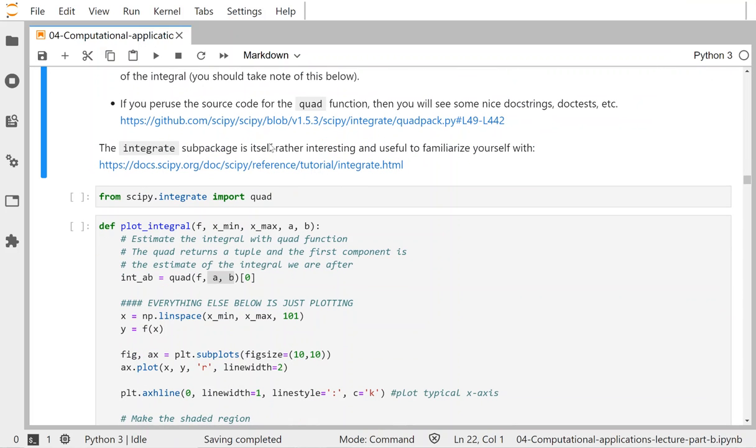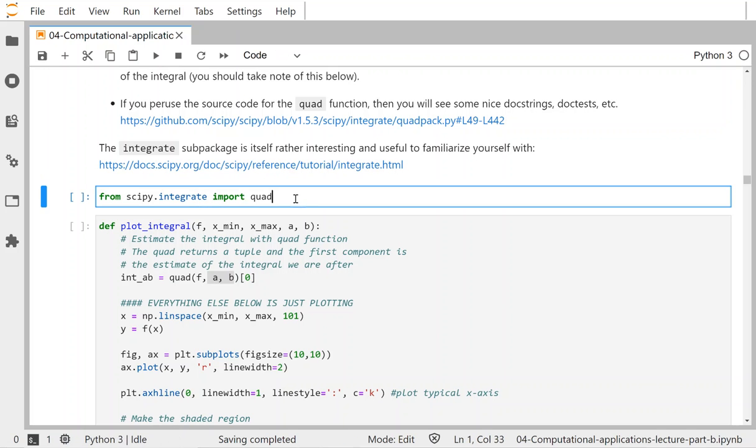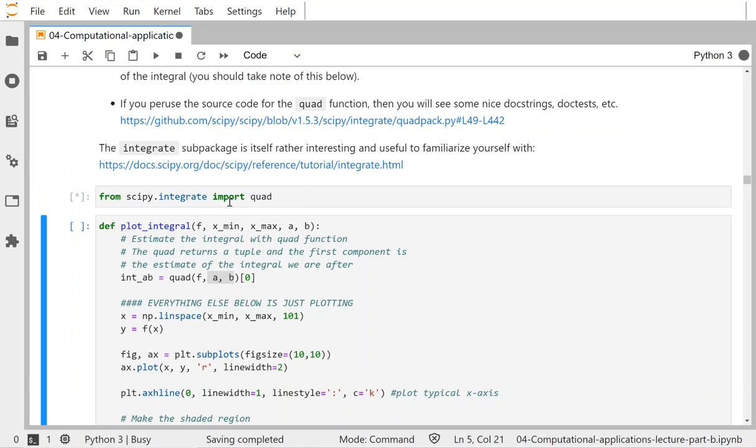So the integrate subpackage itself is also rather interesting and useful to familiarize yourself with. So I won't bother with clicking it here and showing the video, but you should see there's other integration functions you might be interested in looking at as well. So we import quad from SciPy integrate, and I'm just going to call it quad whenever I want.